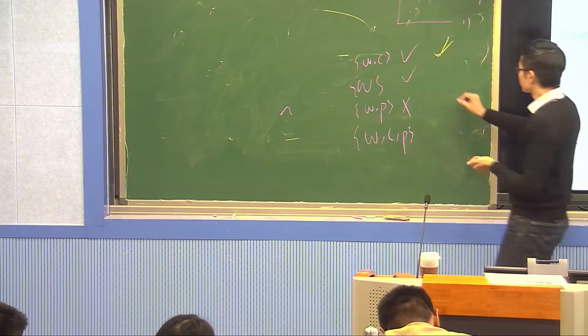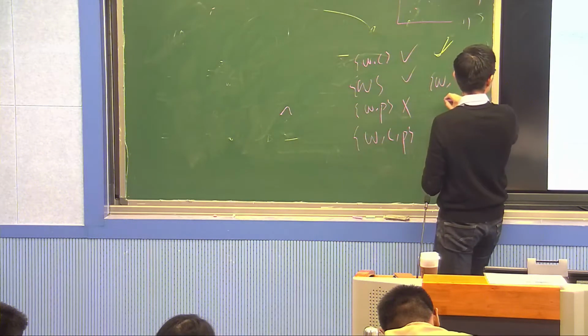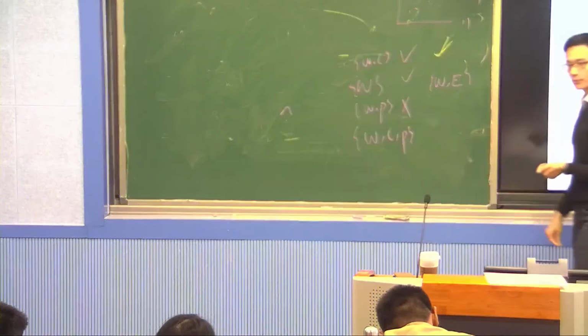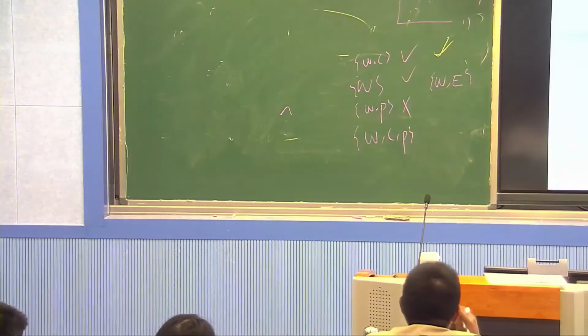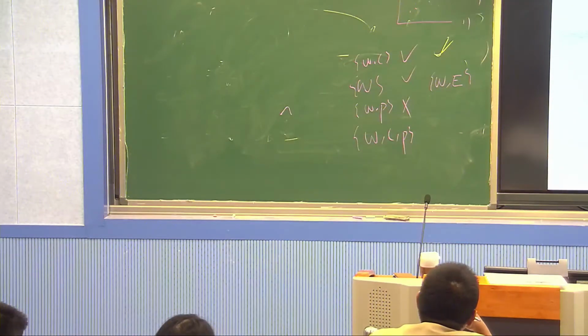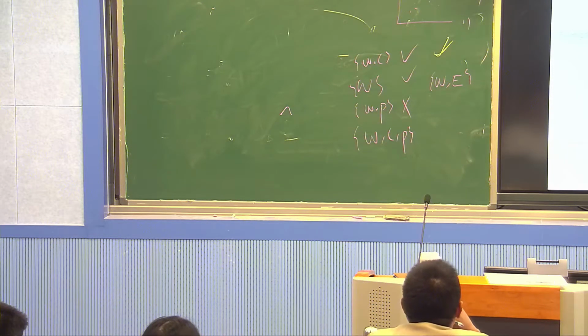So again, it satisfies the backdoor criteria. What about W and E? Does it satisfy the backdoor criteria if I condition on these two? First of all, let's forget about the backdoor criteria. If I condition on these two, can I get a causal effect? No, because this is actually what we want. So you should not condition on it.